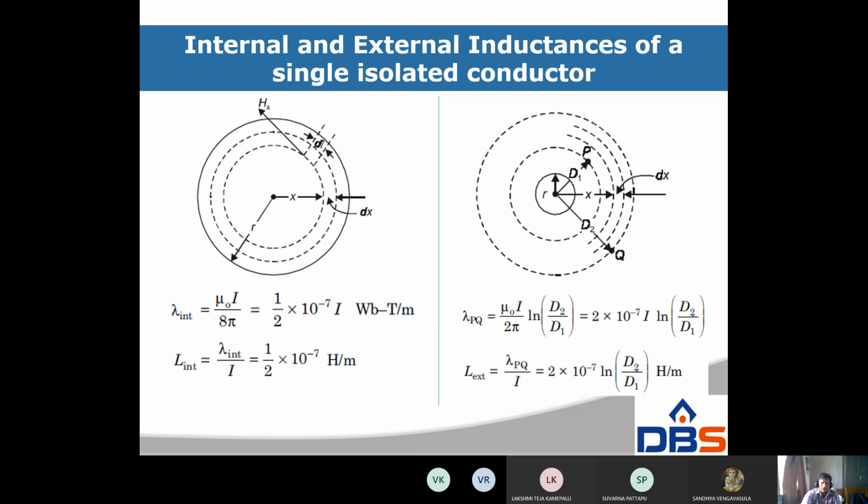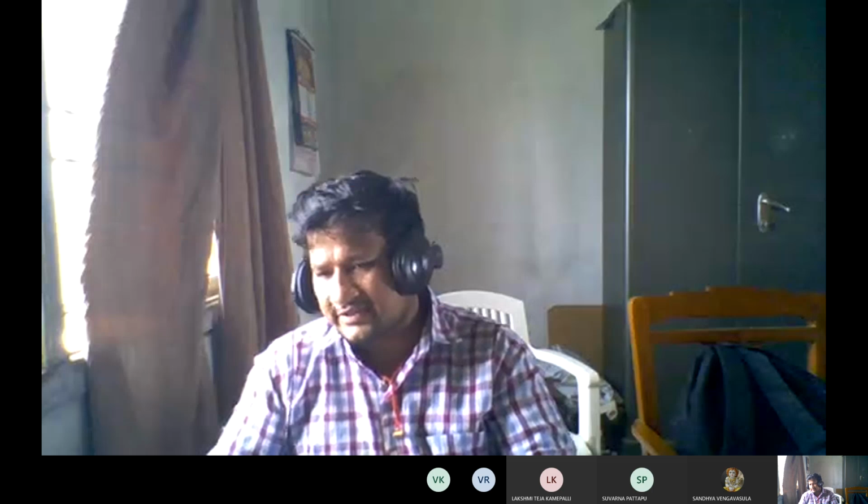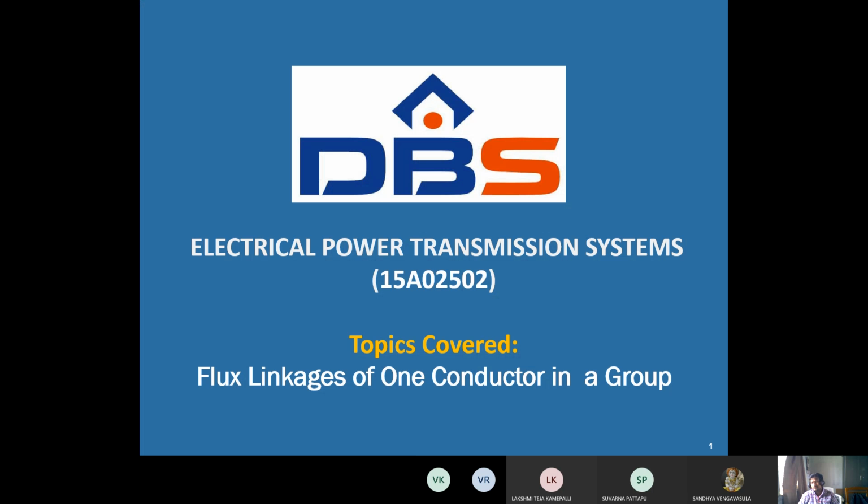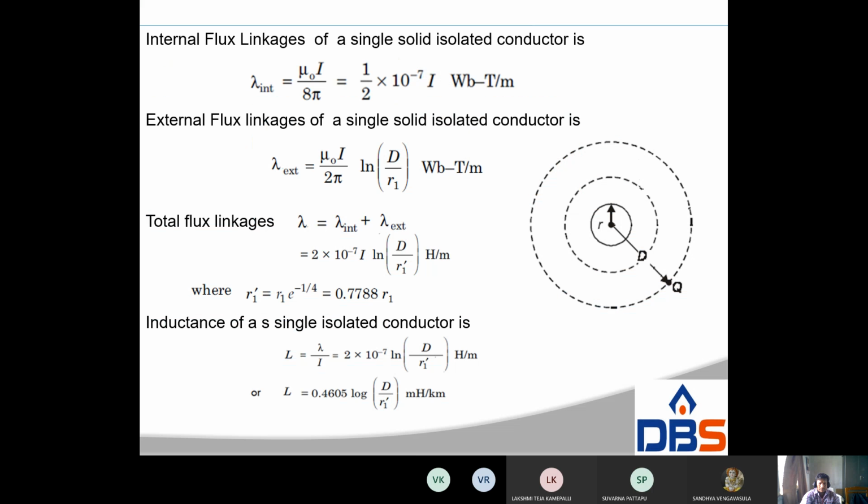So don't get confused, you have to observe the derivations. First of all, you have to find the intensity, then flux density, then change in flux linkages, then flux linkages, then inductance. So this is the derivation of inductance. We already discussed it: total flux, internal flux, external flux.